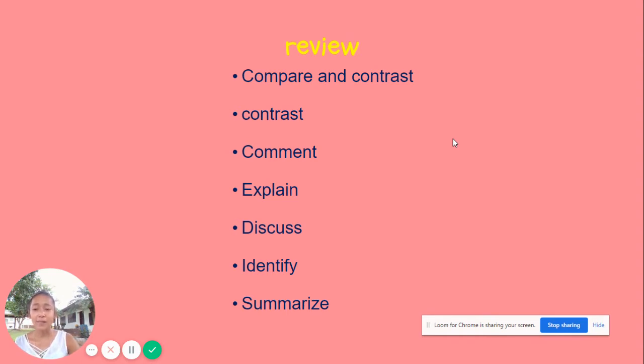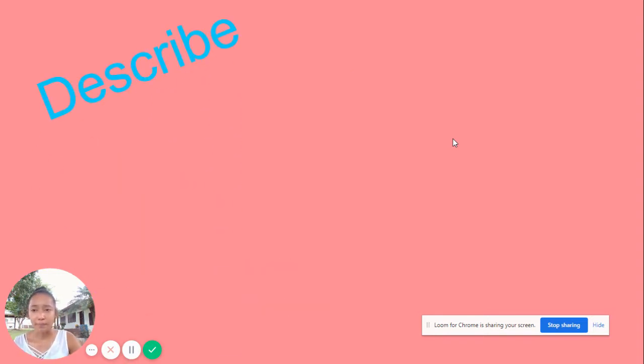Identify. Identify means to pick out. It's right there, you just need to pick it out. Summarize. Summarize means to put in your own words a short version of it. Now here is the first term for today.